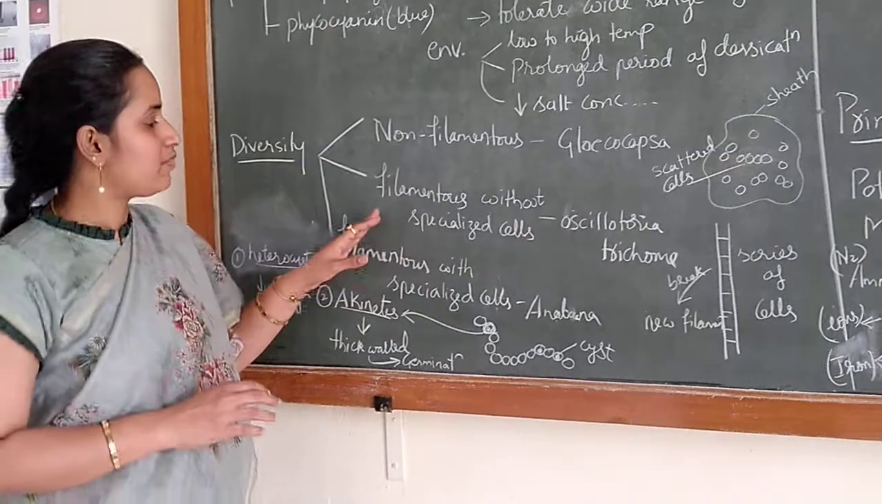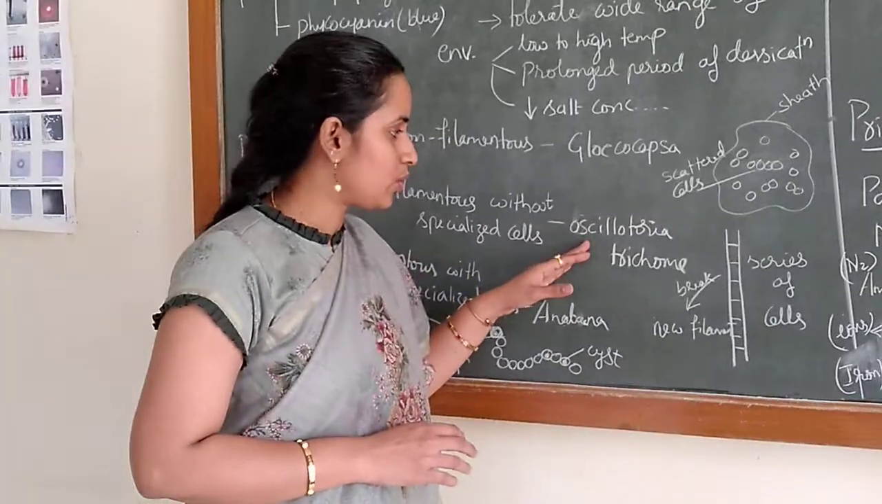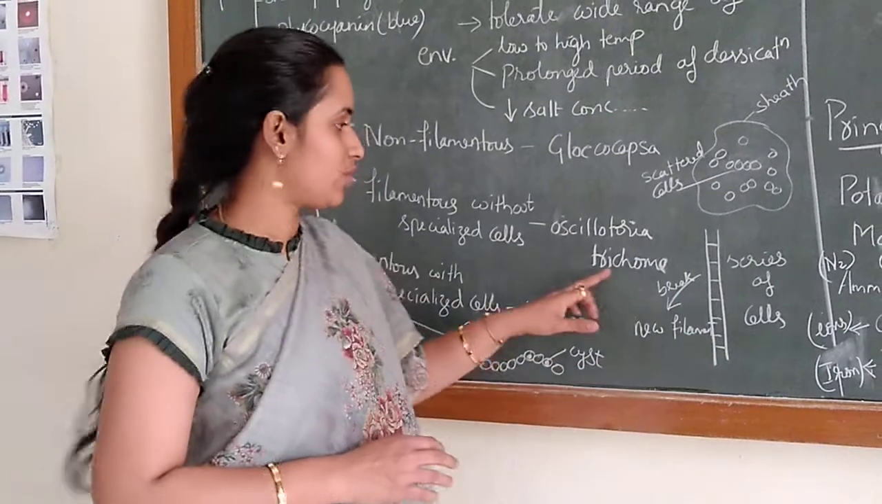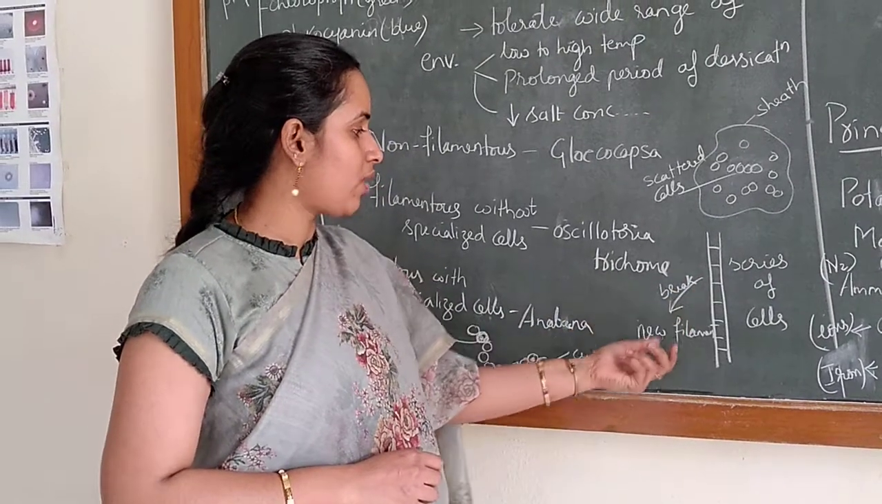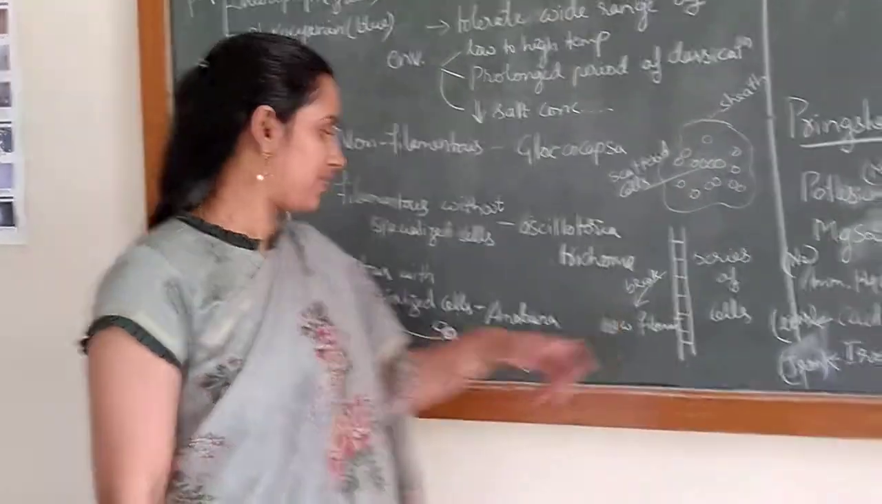Coming to the filamentous without specialized cells, the good example is Oscillatoria, where you can see the body structure as a series of cells known as a trichome. If a small segment is broken off, you can see the formation of a new filament.